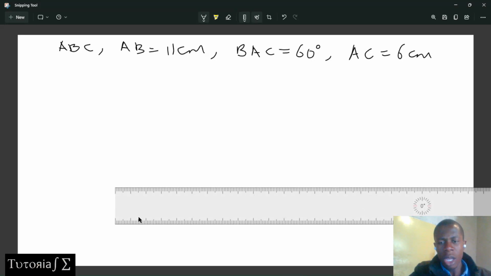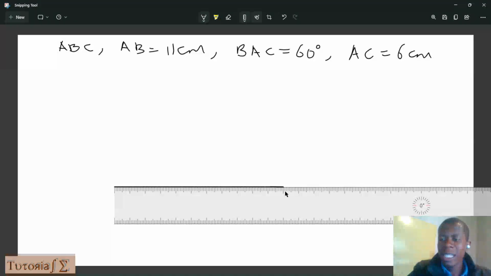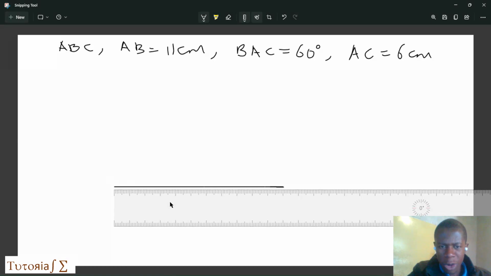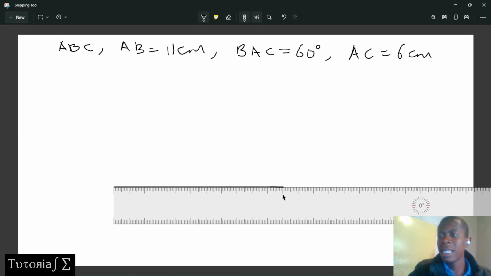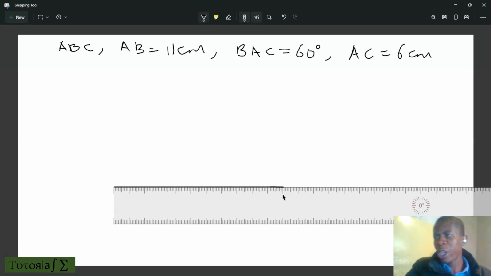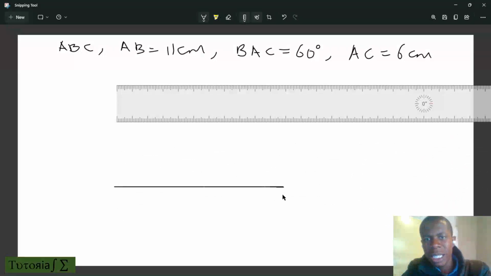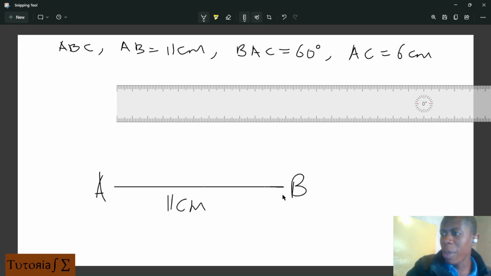Then you measure out your base, which is AB. So that is my AB. My ruler is very accurate. So this is 11 centimeters: 1, 2, 3, 4, 5, 6, 7, 8, 9, 10, 11 centimeters. So that is our AB. We write out AB, which is 11 centimeters. You need to label the parts.